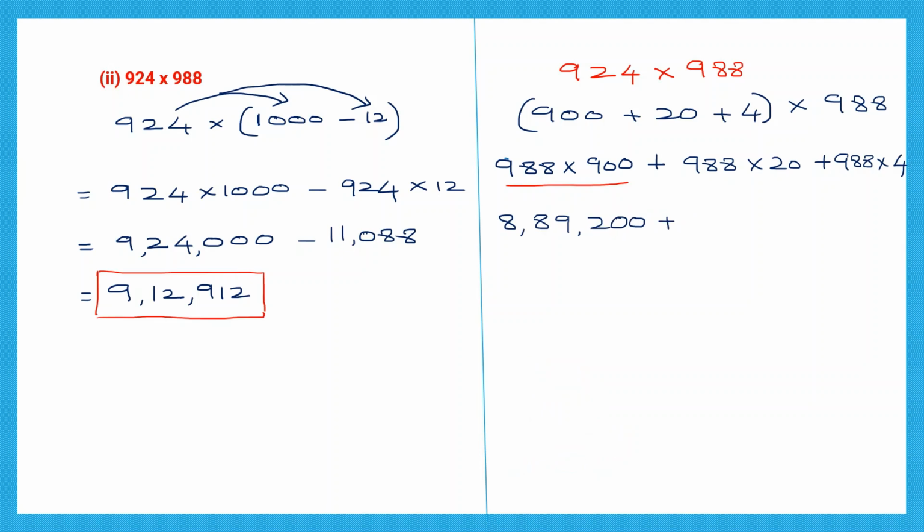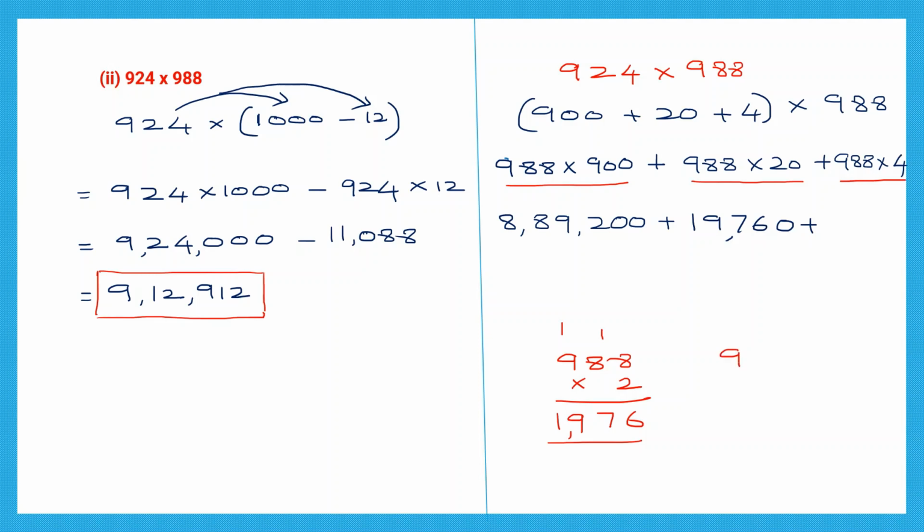Now let's continue by writing plus. Now we have to multiply 988 into 20. That is 988 into 2. 2 8s are 16, carry 1. 2 8s are 16 plus 1, 17, carry 1. 2 9s are 18 plus 1, 19. So here we have 1,976. We'll write that first. Now we need to put that 0 from 20. So now we have 19,760.